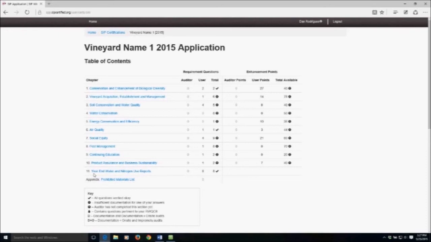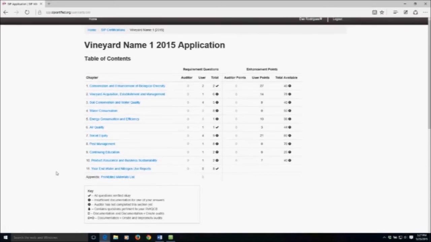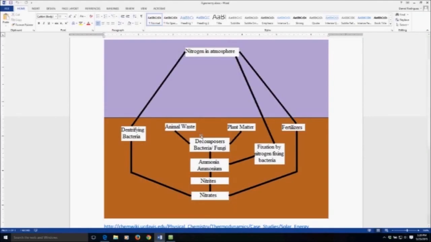And this chapter 11 is where we're going to do some further videos to help fill out some of the year-end water calculations along with the nitrogen use reports. To begin with, nitrogen is a gas that makes up about 78% of our atmosphere. There are several sources for nitrogen, one being denitrifying bacterium that actually take mineralized nitrogen and make it into a gas, in the form of nitric oxide.